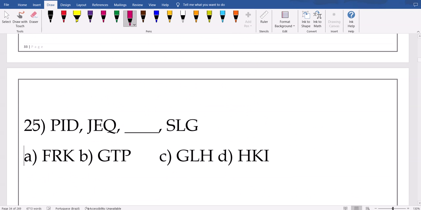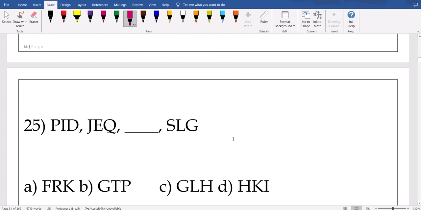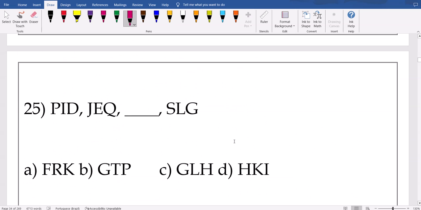So related to letters, if you want to save time, see the letter position which is different in all. If I check this 25th question, the middle letter is different in the options. In the options, all middle letters are different. So I'll focus on the middle letter to save time. The middle letter is different in every option.